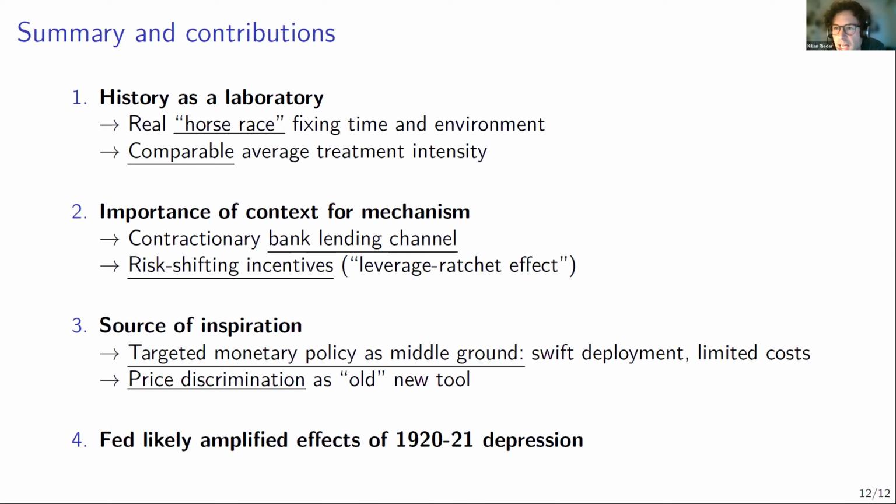Finally, it's a source of inspiration as well, because the kind of targeted monetary policy in my paper that was used at the time is a sort of middle ground between a uniform rate hike as it would be used today and macroprudential policies. And if you ask yourself whether price discrimination by a central bank is something that would never be done today, then I would only refer you to what the ECB is currently doing with the TLTROs, where they also have different interest rates for different banks, for differently performing banks.